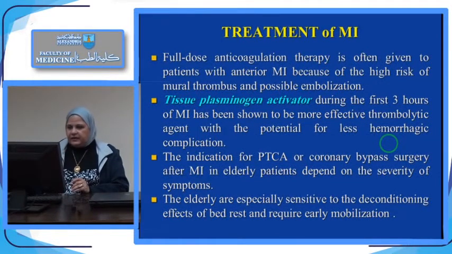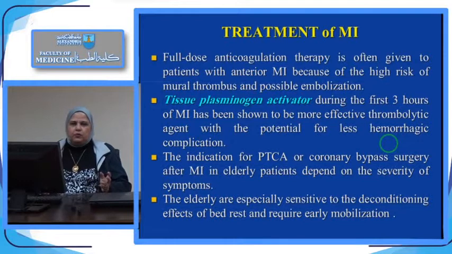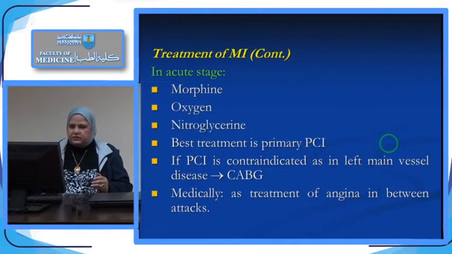And treatment of MI, as we all know, if the blood pressure is stable, is by morphine, oxygen, nitroglycerin. PCI is the major modality in treatment, especially if the facility is available. A cardiac cath lab is not present in all situations. So if available, PCI is mandatory in case of acute coronary syndrome or acute MI in the elderly.